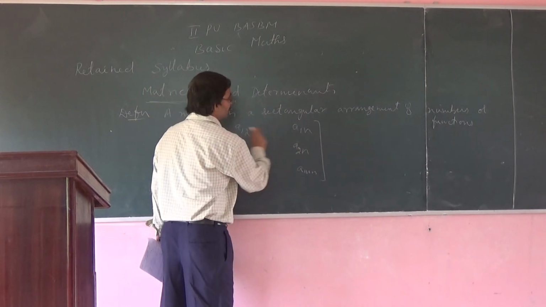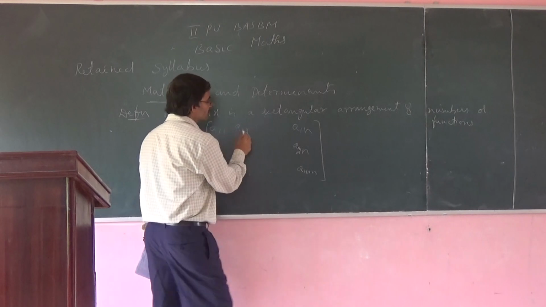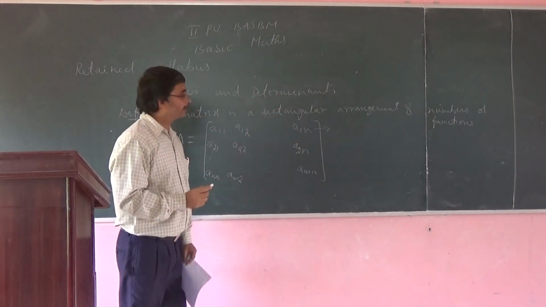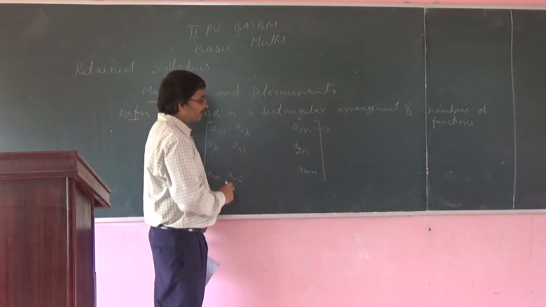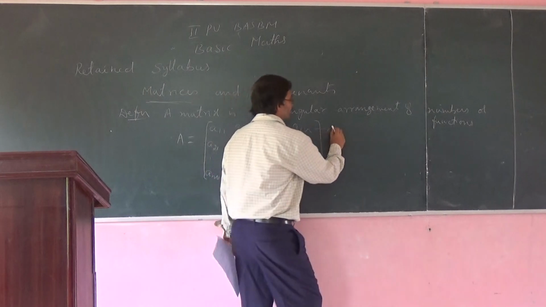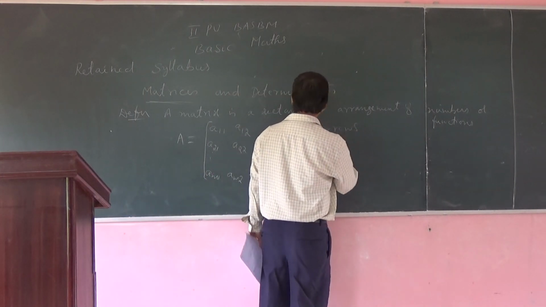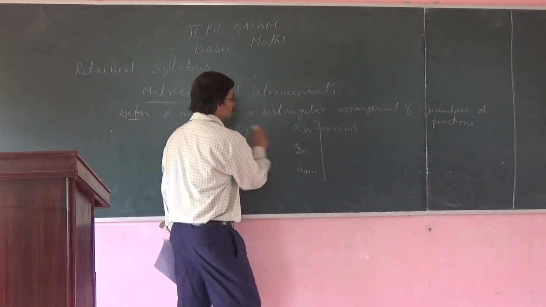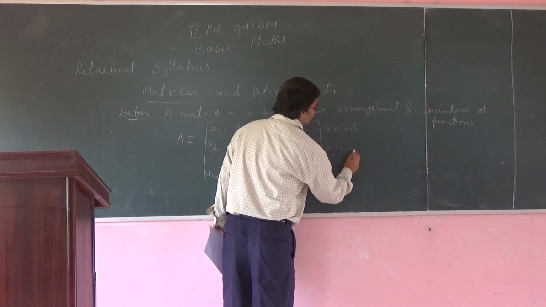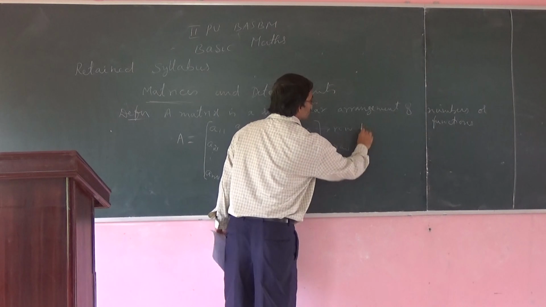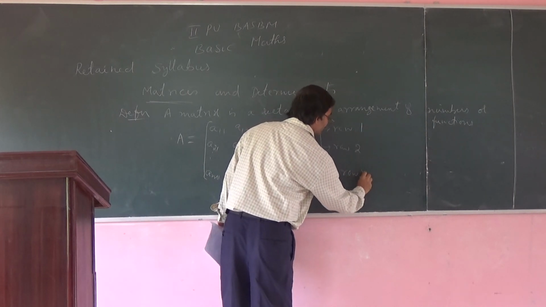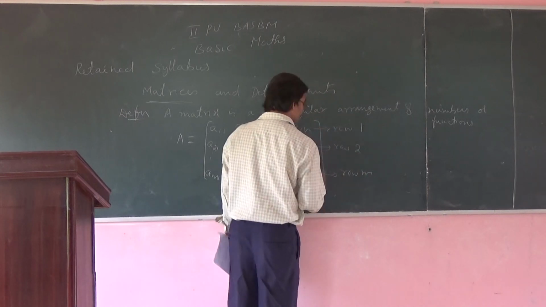There are horizontal lines and vertical lines. So this forms a horizontal line. In fact, m horizontal lines are there. We call them rows. So these are the rows. This is the first row, this is the second row, row number 1, row number 2, and so on, up to row number m.